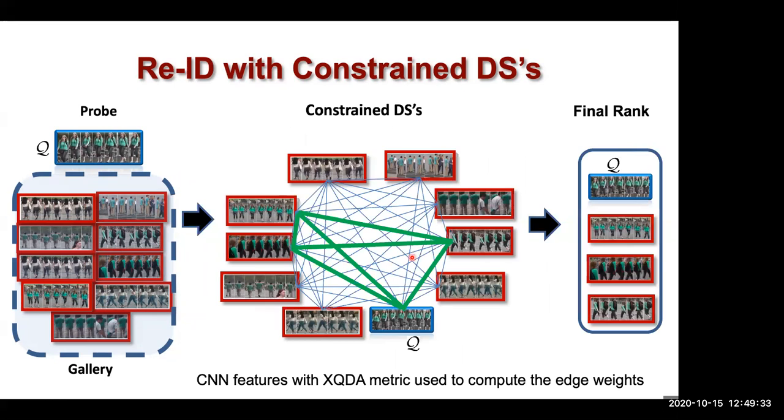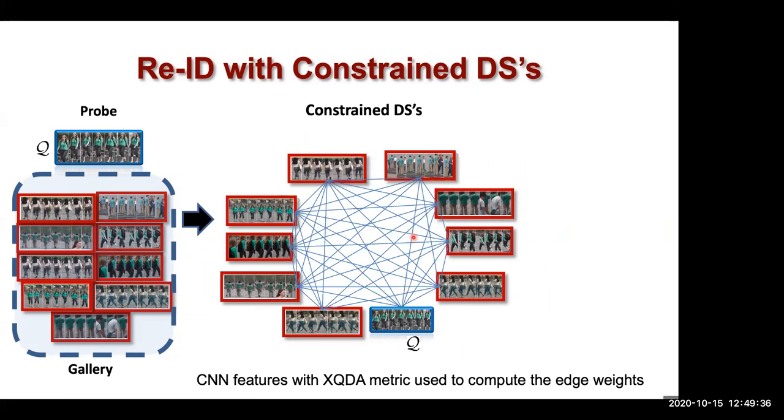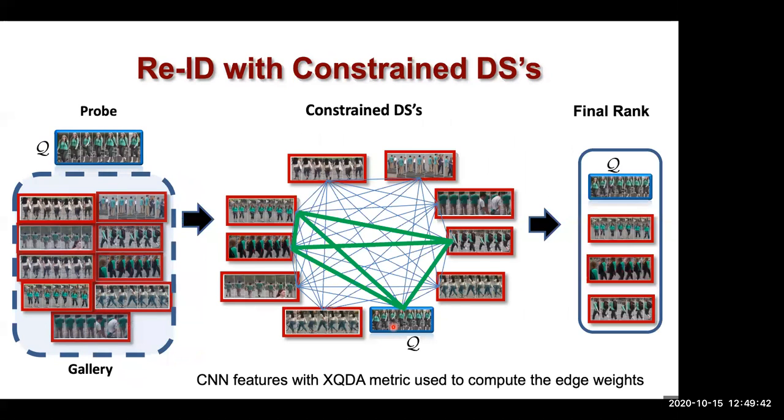And that's the final rank. So basically, we build a graph. This is the seed. I want to find a dominant set which contains the seed. Here we go. We get the dominant set. We rank the elements, and this is the final rank.